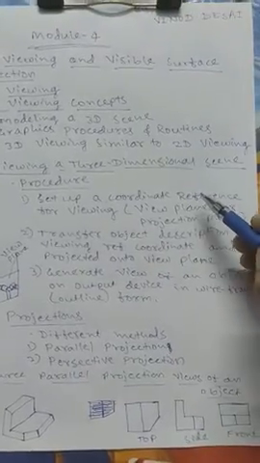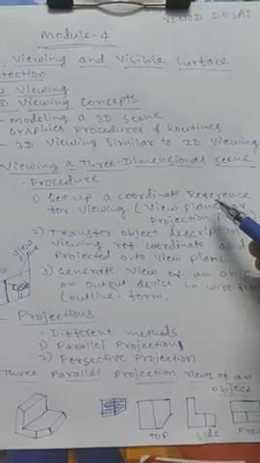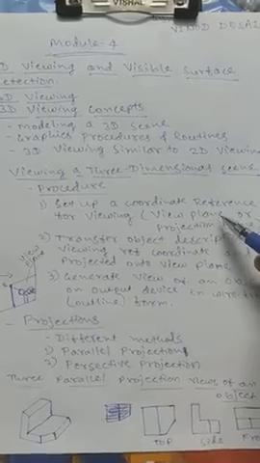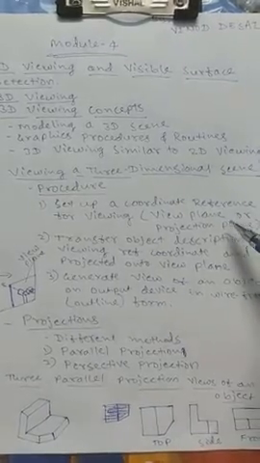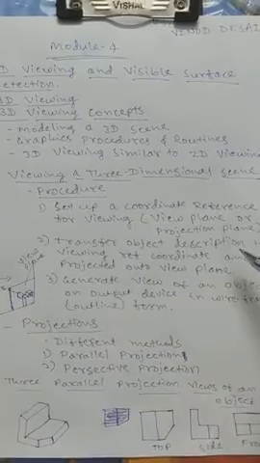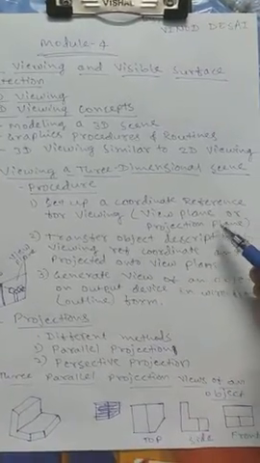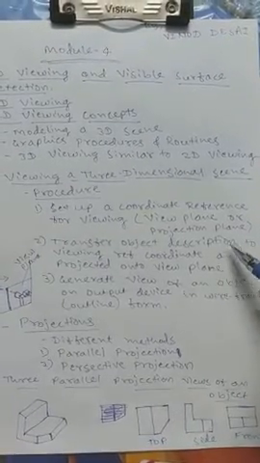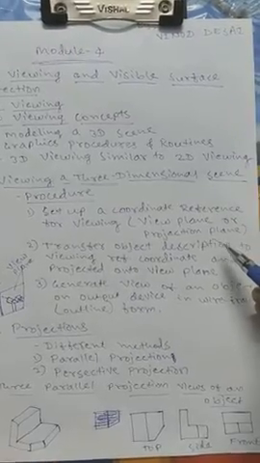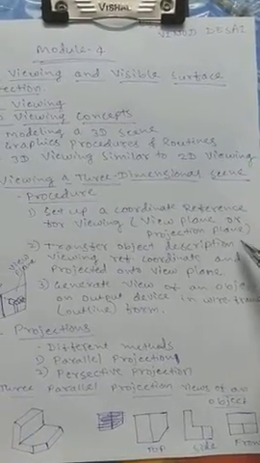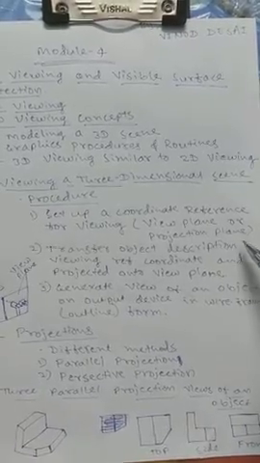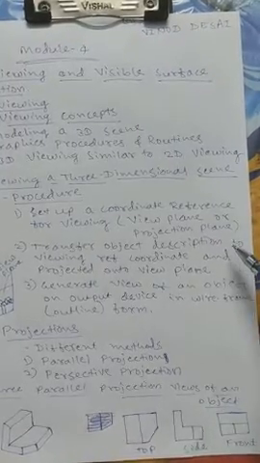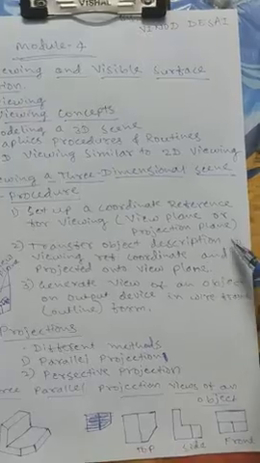So the first step is to set up a coordinate reference for the viewing, and this coordinate reference is defined as the view plane or a projection plane. Basically this is the camera view or the camera view plane. The second step is to transfer the object description or the object parameters into the viewing reference coordinates. Means convert the object parameters as per the viewing reference coordinates and then project onto the viewing plane. Those coordinates we have to project onto the viewing plane.